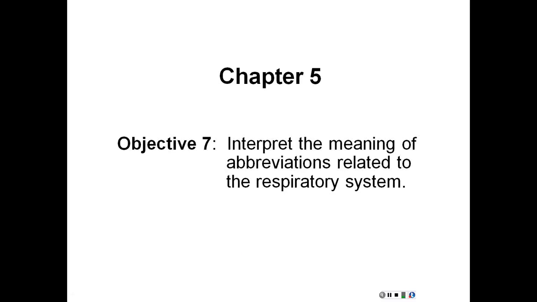Finishing up Chapter 5 with Objective 7, interpret the meaning of abbreviations related to the respiratory system. So there are several abbreviations for this chapter. I want you to pay close attention to what letters are capitalized and what letters are lowercase. In the first one, ABGs stands for arterial blood gases, just meaning it's plural, but again, the A, B, G are all capital letters, the s is lowercase.